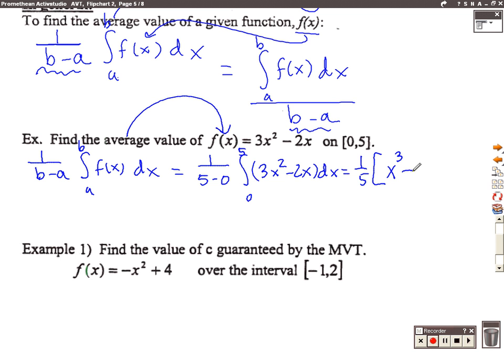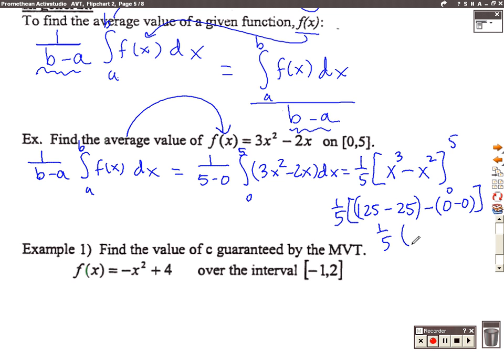from 0 to 5, which would give me 1/5 of 125 minus 25 minus 0 minus 0, which will give me 1/5 of 120, which would give me 24. Now there are no units in this problem because it didn't say what f of x was representing. So the average value, it's an average y value. The average y value is 24.